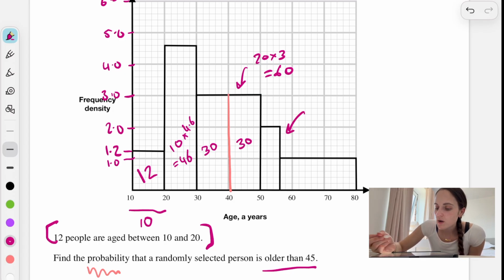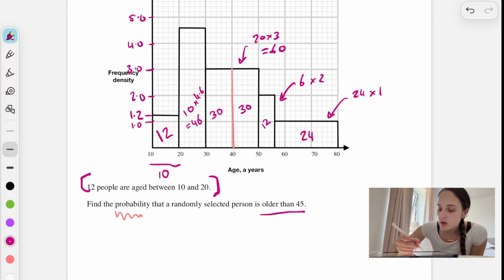This next bar, we need to work out the area of that. So the base is going to be 6 and the height is going to be 2. So 6 times 2, that's 12. This bar here, the base is going to be 24 and the height is 1. So 24 times 1 is 24.